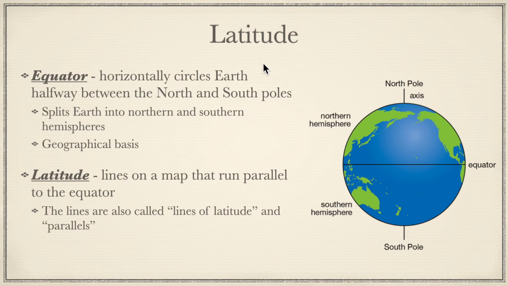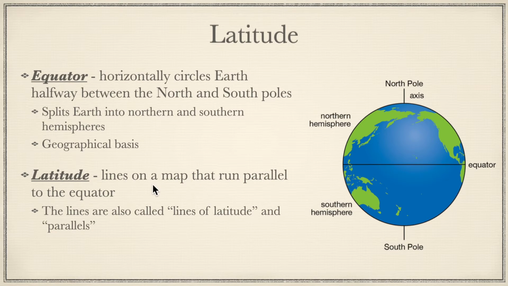So latitude. The equator is a line that horizontally circles Earth halfway between the North Pole and the South Pole. It splits the Earth into northern and southern hemispheres. And this does have a geographical basis because it's literally halfway between the North Pole and the South Pole. So it's a nice geographical basis for this, unlike longitude, which we'll get to later.